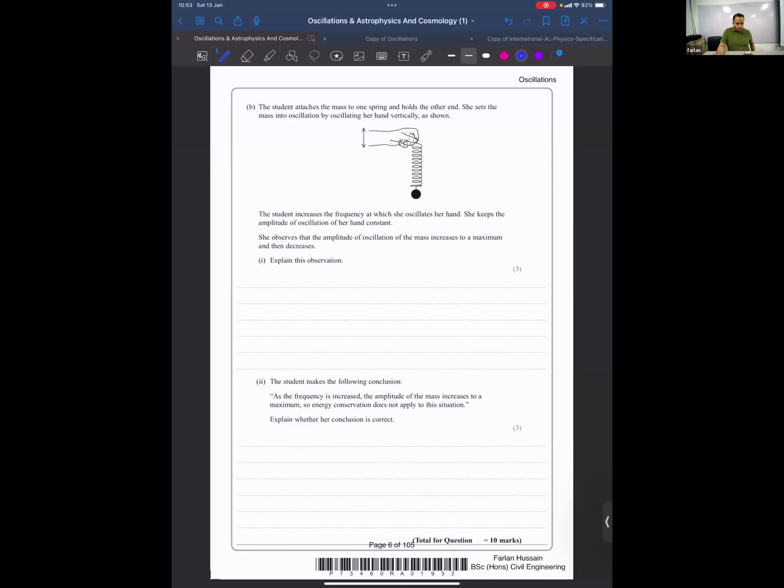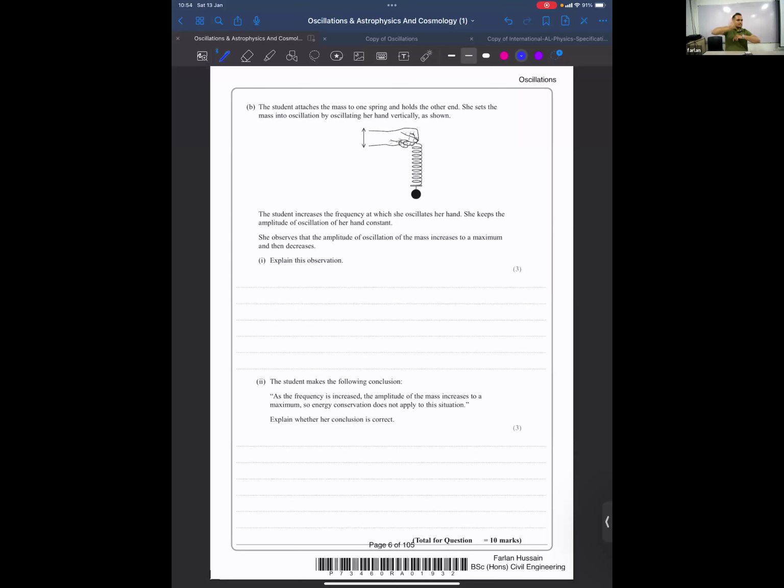Part B. The student attaches the mass to one spring and holds the other end. She sets the mass into oscillation by oscillating her hand vertically, as shown. She is vibrating her hand. The student increases the frequency at which she oscillates her hand, but keeps the amplitude constant. The two points between which she is oscillating are the same. The amplitude is the same, but the frequency she is increasing.